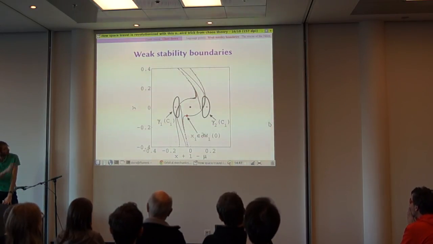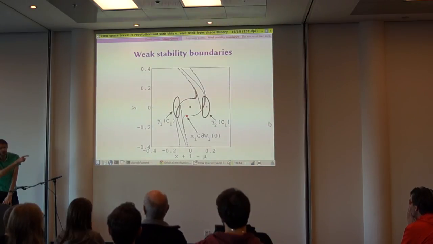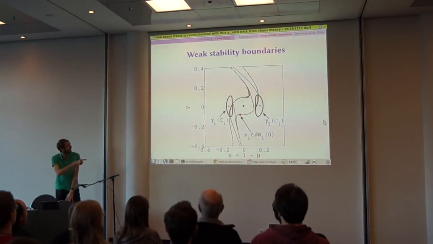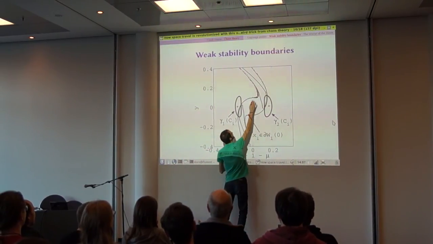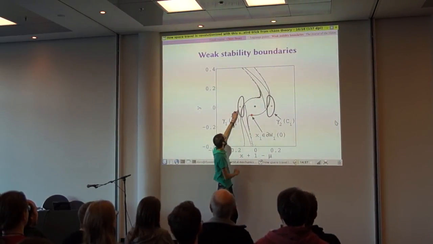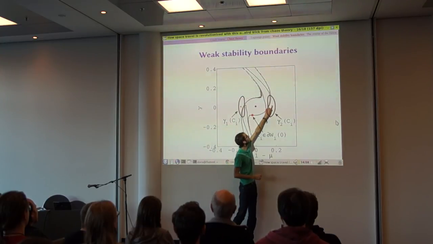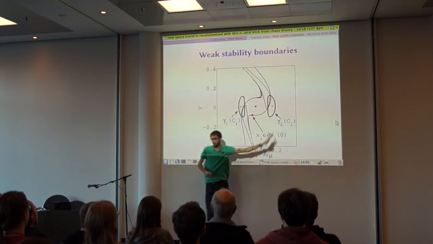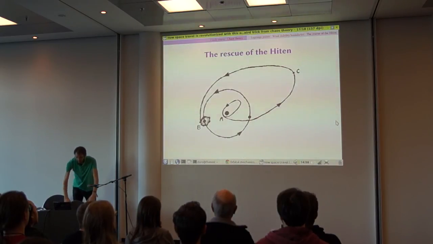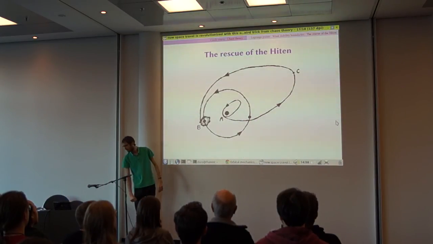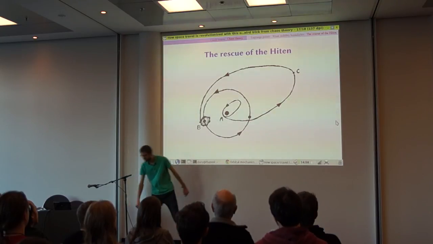So this before was a graphical sketch. This is an actual plot from a scientific paper. But you see the boundary like here, yeah? And these are the orbits around the stable Lagrange points. Just want to show you that it's not just an idea. And in fact, I want to tell you one last story in 2 minutes.